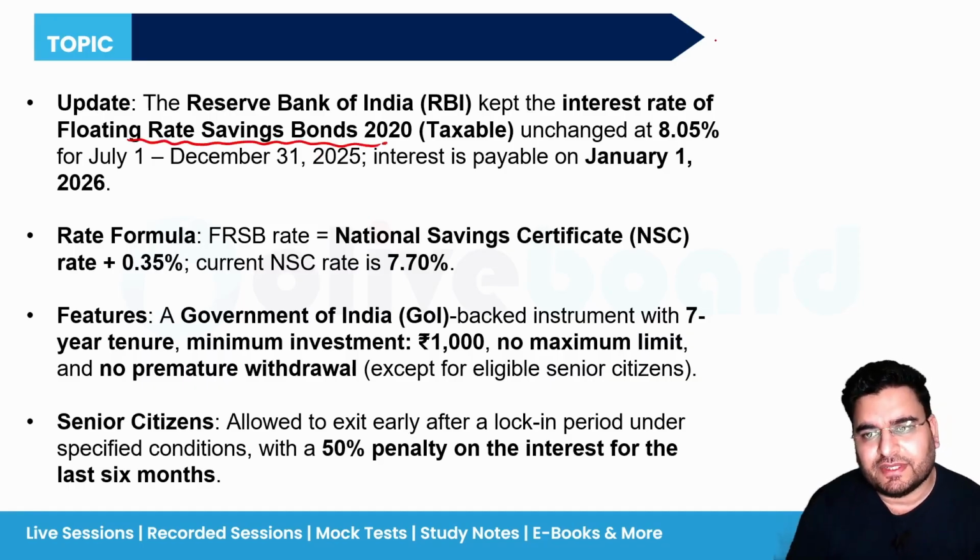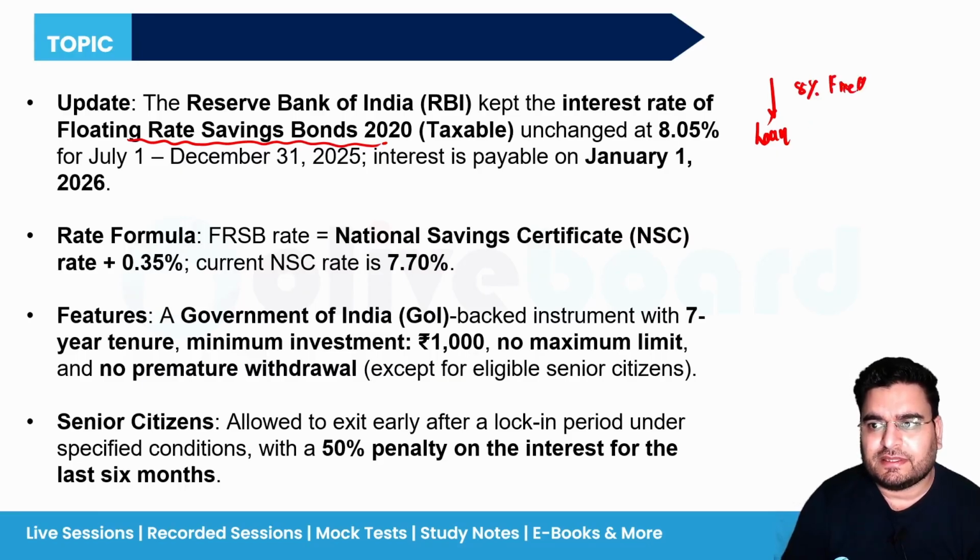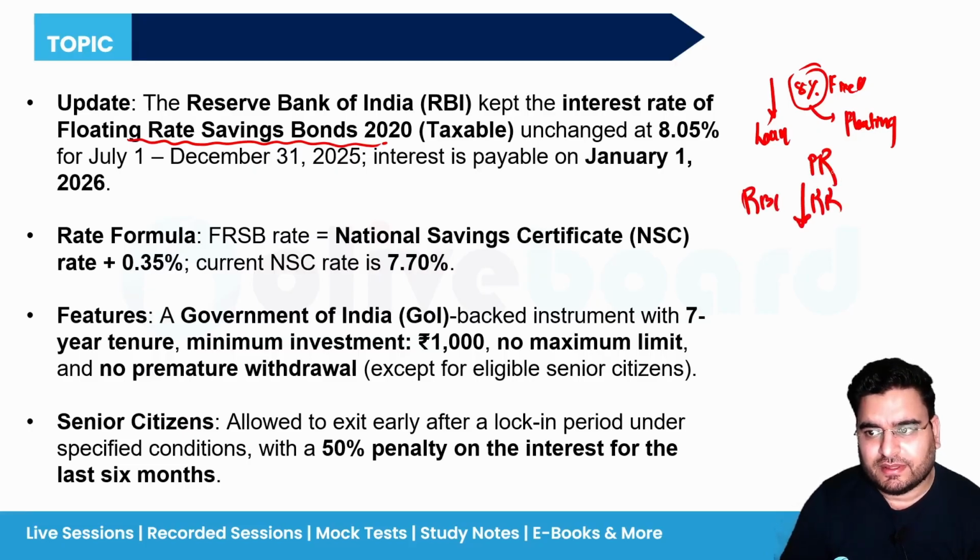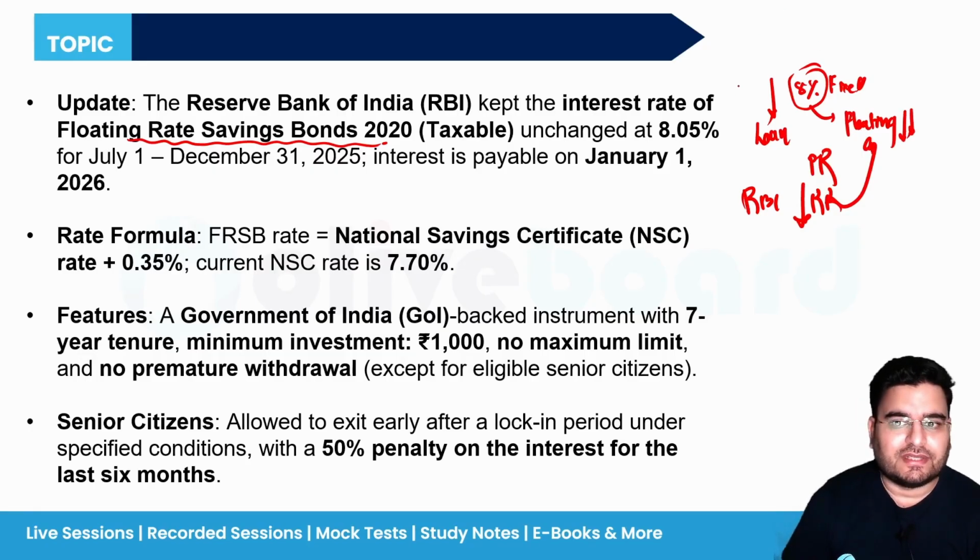Floating rate means, first of all, remember, what is a floating rate and a fixed rate? For example, if you have taken a loan and they said you have to pay 8% fixed, it means your interest rate will be fixed for the entire loan period. But if it is a floating rate, it will depend upon the policy rates. For example, if RBI has reduced the repo rate, it is going to impact your interest rate also. Your floating rate might also decrease. So that is the most important thing.